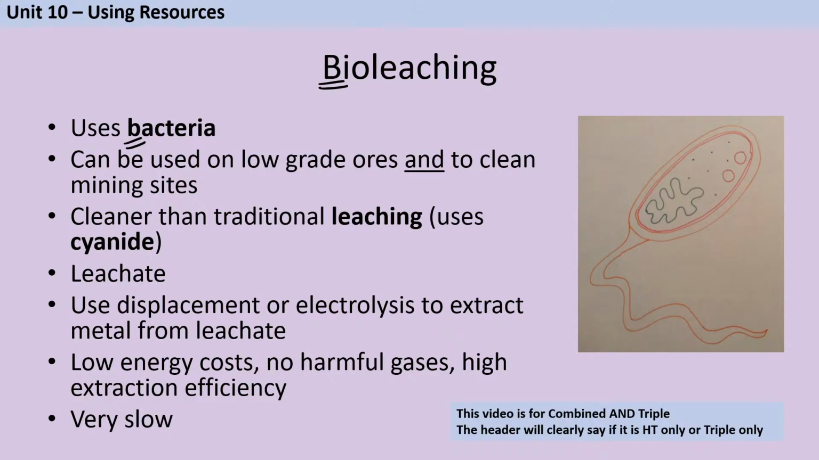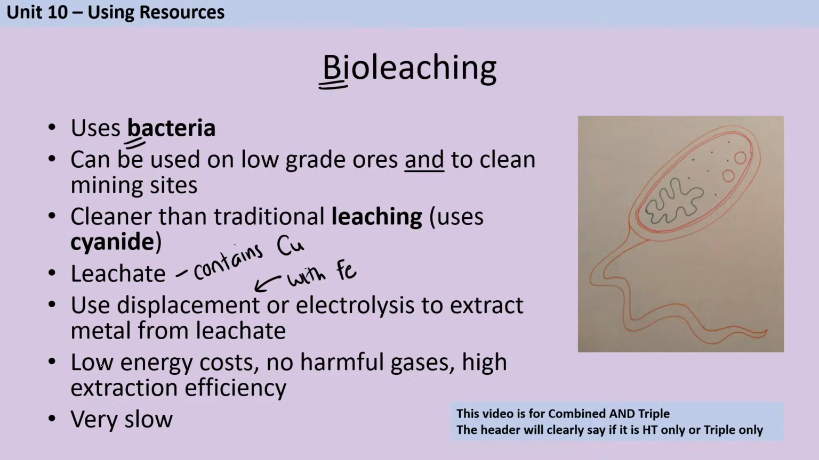Traditional leaching is chemical based, and it uses cyanide, which is a really nasty poison, and then that's all just left in the environment. So bioleaching is obviously a bit cleaner than that. Your special bacteria go through and make a liquid called a leachate, and that's going to contain the copper, or the metal, and then you get the copper out of that either by using displacement with something like iron, so basically you throw in a more reactive metal and the copper comes out, or by using electrolysis.